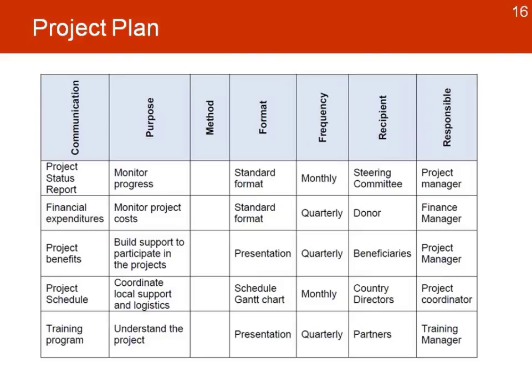We can use a very simple matrix where we have the different types of communications on the project, why we're using it, the type of method we select, a format, a frequency, the recipient, and the person responsible for that. What is important is that you are able to then identify all the key components of your communication plan and make sure that everybody understands and there are people responsible behind that.